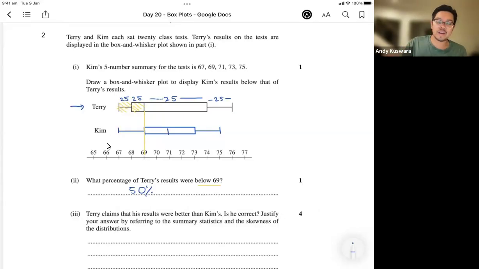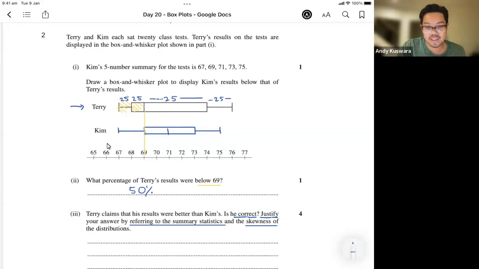Now, this is where some data questions may lead you. It's less about the math, and it says here, Terry claims that his results were better than Kim's. Is he correct? Justify your answer by referring to the summary statistics and the skewness of the distributions. A couple of keywords here: justify, which means we have to explain. Is he correct? We also have to address the summary statistics, and we also need to refer to the skewness of the distribution. So there are 4 things that we're talking about. That's most likely where your 4 marks are going to come from.